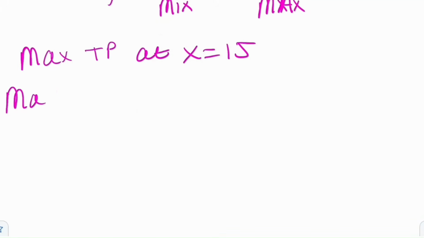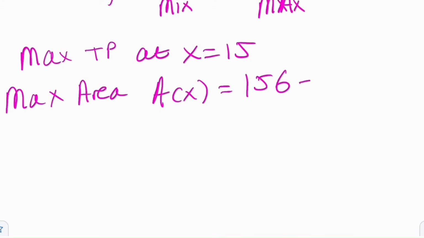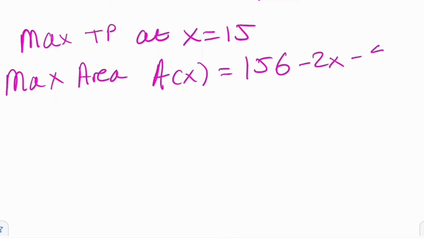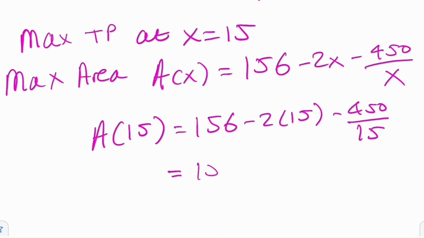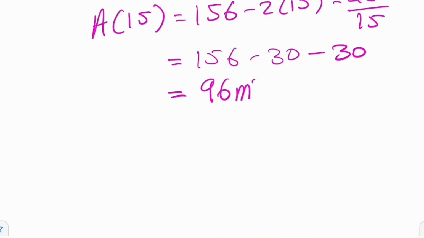So the max area, A of x, was equal to 156 minus 2x minus 450 over x. So at 15, we get 156 minus 2 times 15 minus 450 over 15. That's 156 minus 30 minus 30 again, which is 96 meters squared.